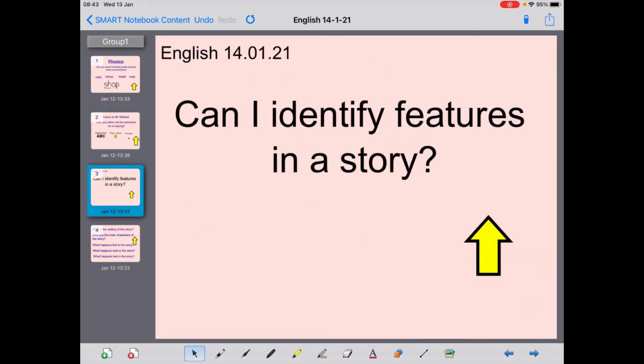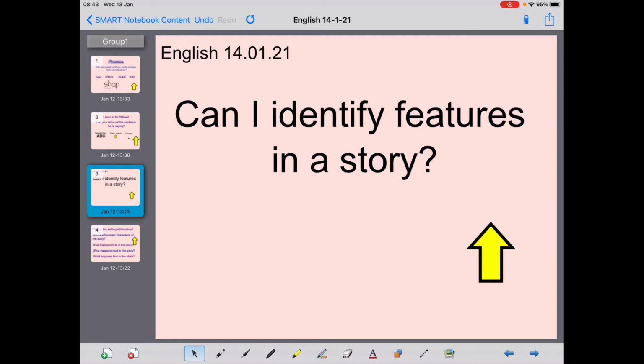Lovely, so we'll leave our phonics now and we're going to look more at going back to our book, Lost and Found. And what we're going to be learning today is, can I identify features in a story? So I want you guys to see if you are able to identify features in a story. And you might be thinking, what is Mr. Stillwell talking about? So what's going to happen is I'm going to be asking you some questions, just like we did the other day, and I want you to give me your answers. And these questions are what the features of the story are.